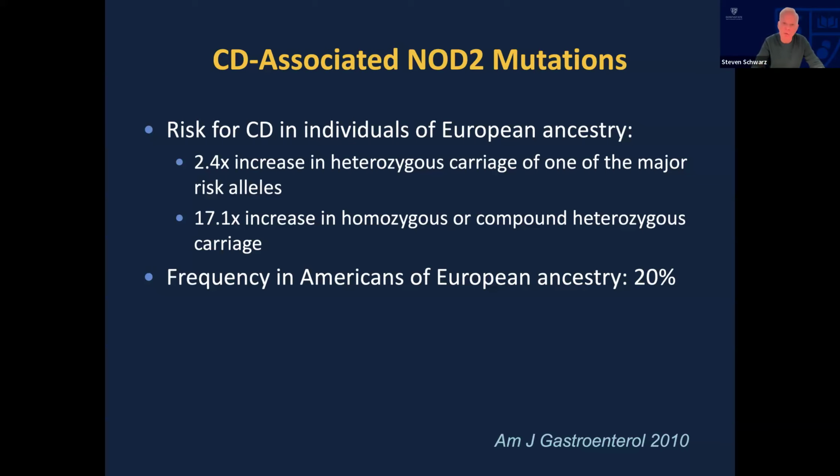So if we look at Crohn's disease-associated NOD2 mutations in individuals of European ancestry, there's a 2 to 4-fold increase in heterozygous carriage of one of the major risk alleles, and a 17-fold increase when one is homozygous or compound heterozygous for a NOD2 mutation. And the frequency in Americans of European ancestry is 20%. So 20% of individuals carry one or more NOD2 mutations. So again, mutation in NOD2 is not a determining factor, but it is a risk allele and a contributing factor.